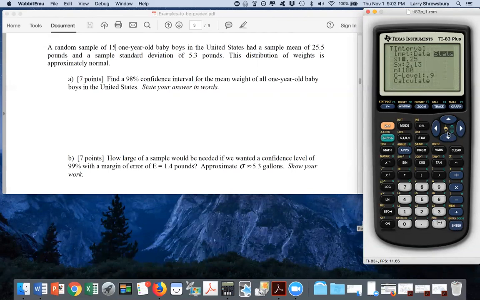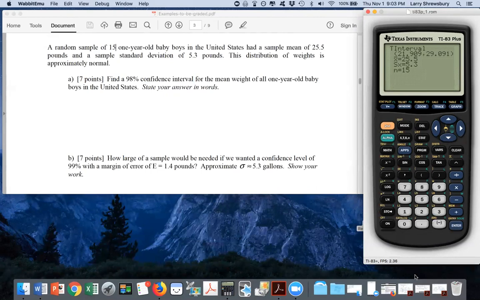Highlight stats. So what was our sample mean? 25.5. What was our sample standard deviation? 5.3. And what was our sample size? 15. And what confidence level? 98, so 0.98. Then we just highlight calculate, hit enter. And then we just need to put into words correctly and in context what that means.